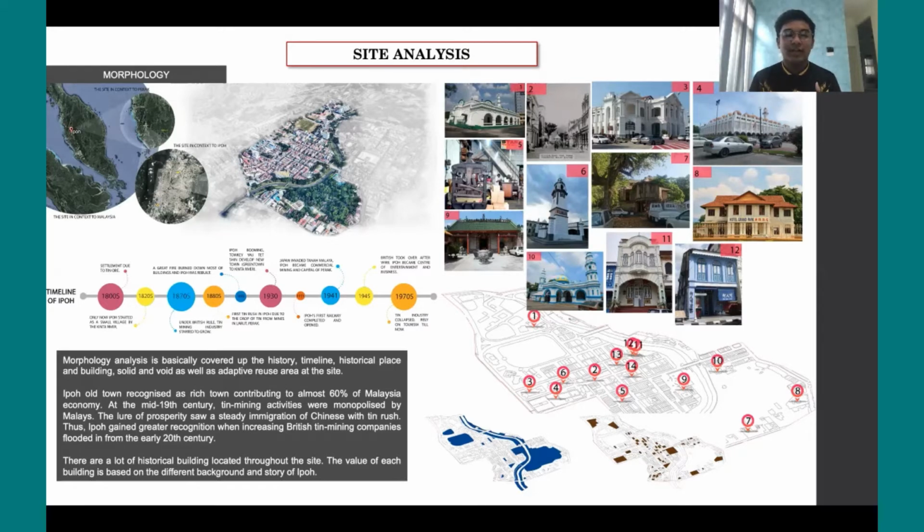Ipoh Old Town is recognized as a rich town, contributing almost 60% of the Malaysian economy. In the mid-19th century, tin mining activity was monopolized by the Malays. The lure of prosperity saw a steady immigration of Chinese. Ipoh gained greater recognition when British tin mining companies flooded in up to the early 20th century. There are a lot of historical buildings throughout the site, and the value of each building is based on a different background and story of Ipoh.